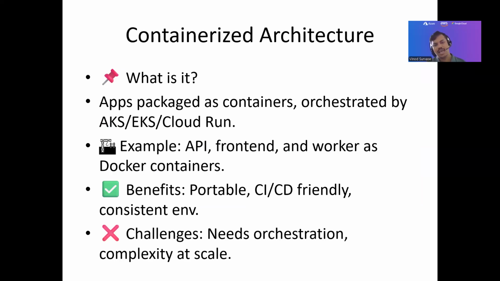So let's move to the next one, which is containerized architecture. What is it? Apps packaged as containers, orchestrated by AKS, EKS, and Cloud Run in the three cloud platforms, Azure, AWS, and Google Cloud. Examples are an API, front end, and worker as Docker containers. So these are a few examples in the container architecture.